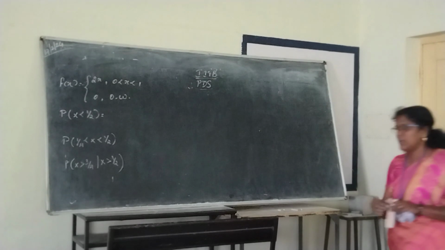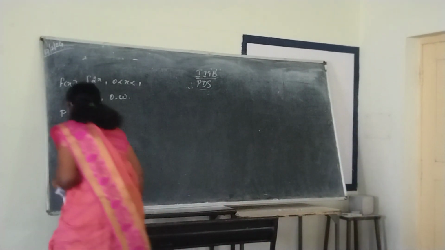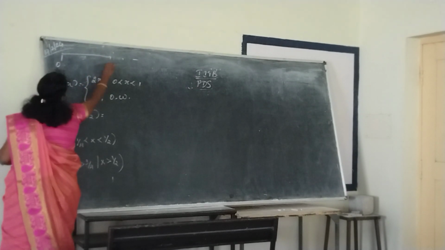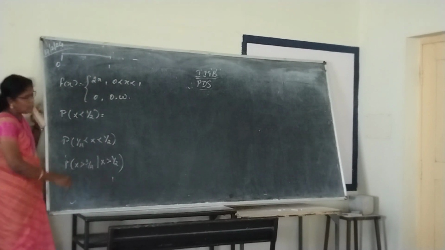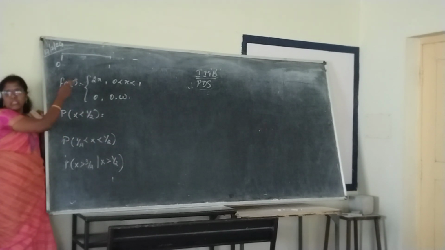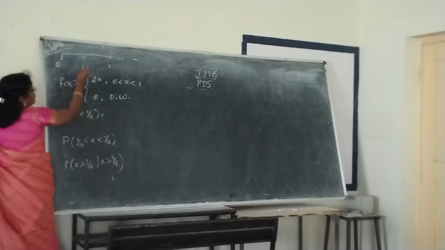Is it clear for everyone? You write your number line and identify it. Here it is defined as 0 to 1. That is why f of x is defined. What is the point given? 1 by 2. Whether 1 by 2 will be fixed or 1? Yes or no?